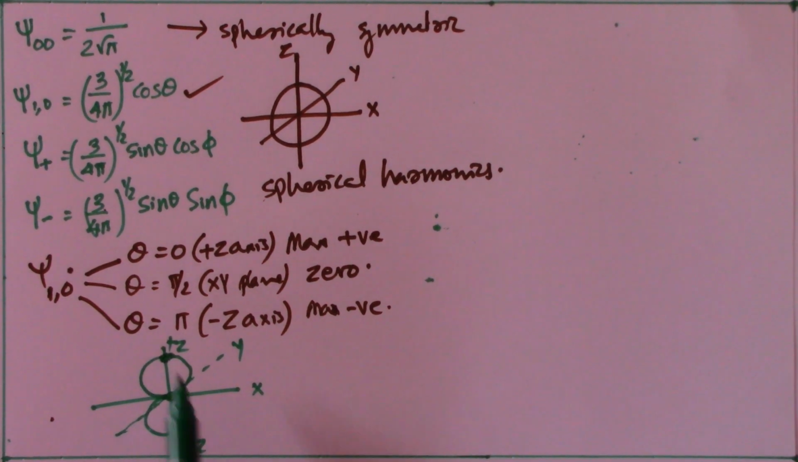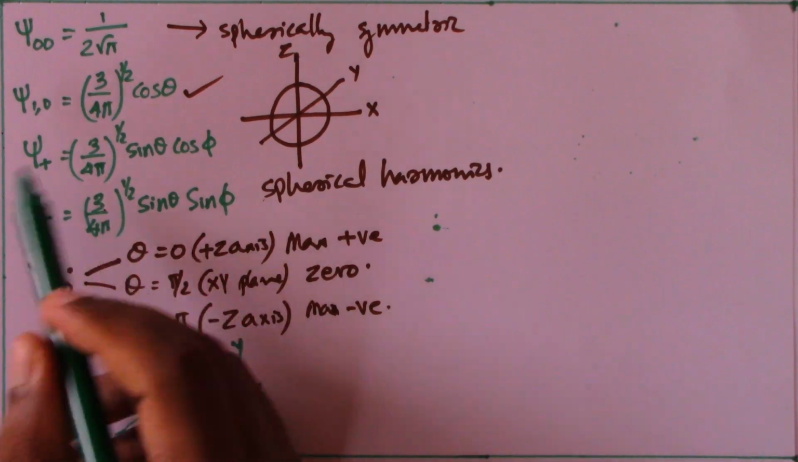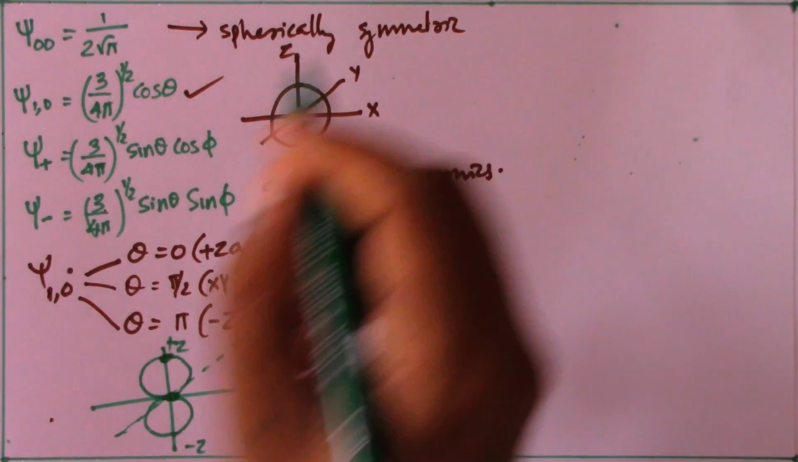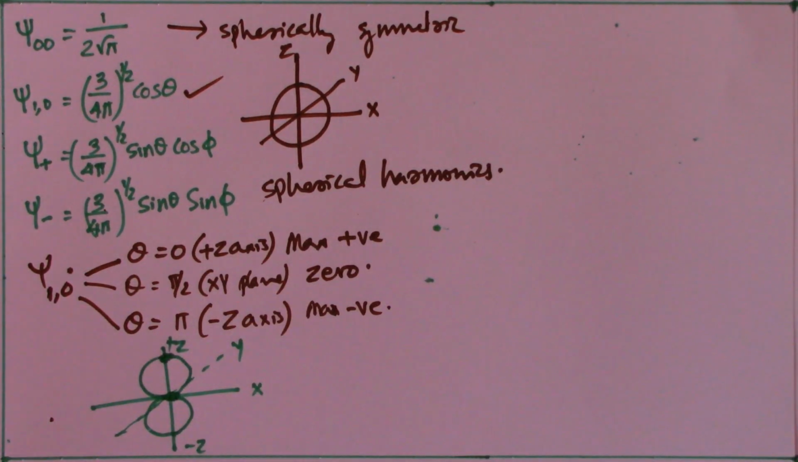And that is how we plot psi 1 0. That is analogous to the pz orbital. Analogous, it is not the same. I am just saying it is analogous. And now we will see how to plot the next function, that is psi plus. How to plot the psi plus function.